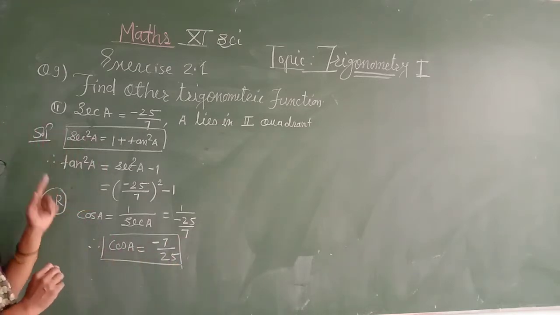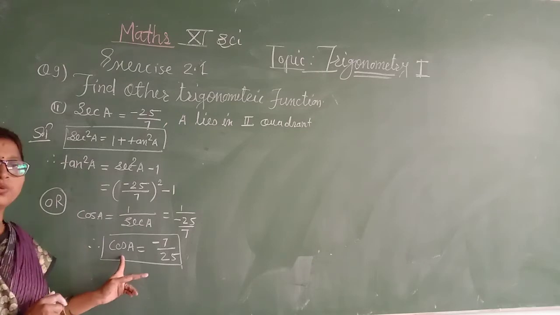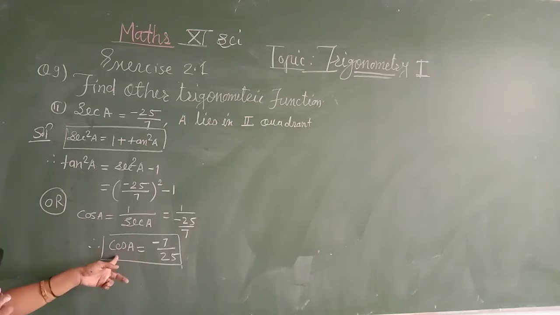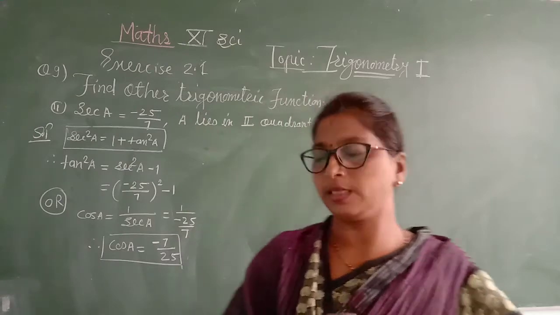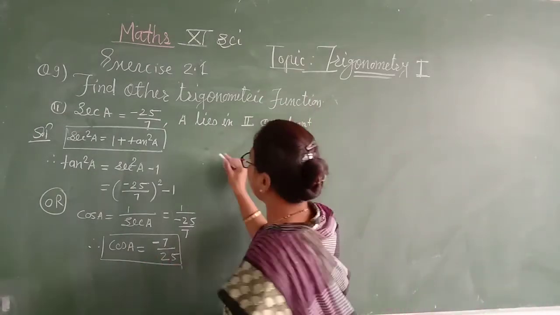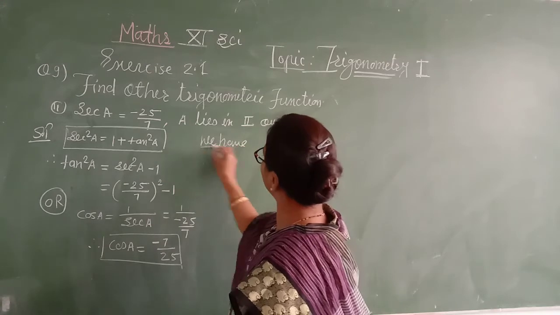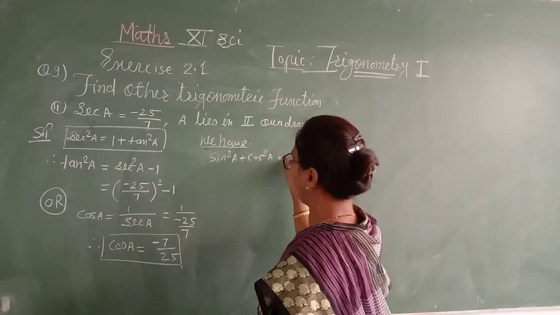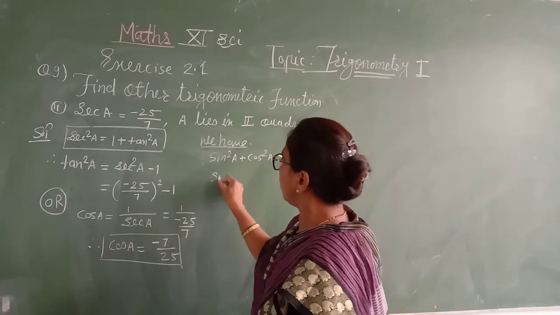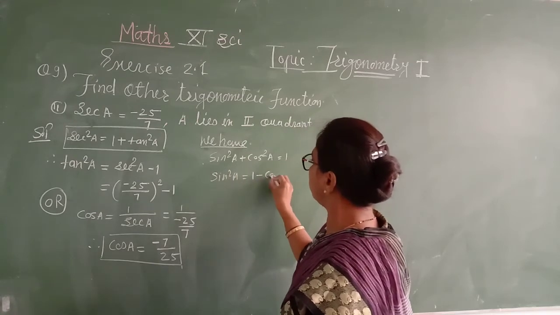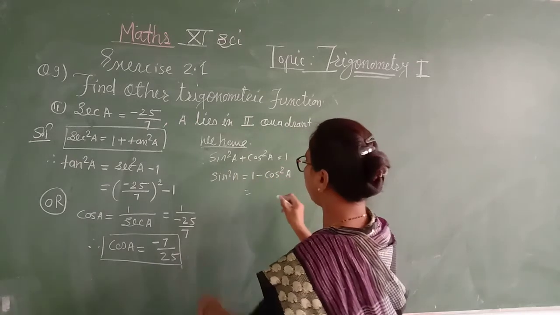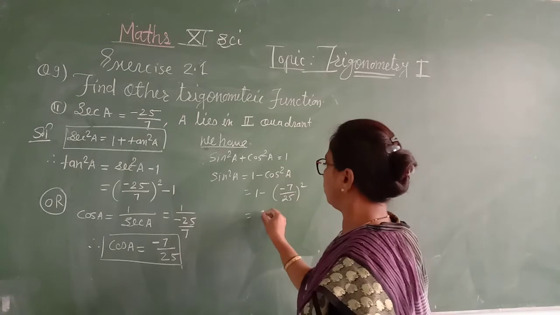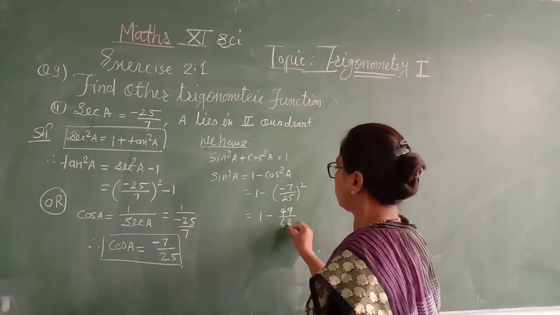Now, it is like the previous example. In the previous example, cos was given. From cos, we calculated sine by using the identity sine square theta plus cos square theta is equal to 1. So, the same thing we will apply now. We have sin square A plus cos square A is equal to 1. Therefore, sin square A is equal to 1 minus cos square A. Put up the value of cos square: 1 minus 7 upon 25 square means 1 minus 49 upon 625.